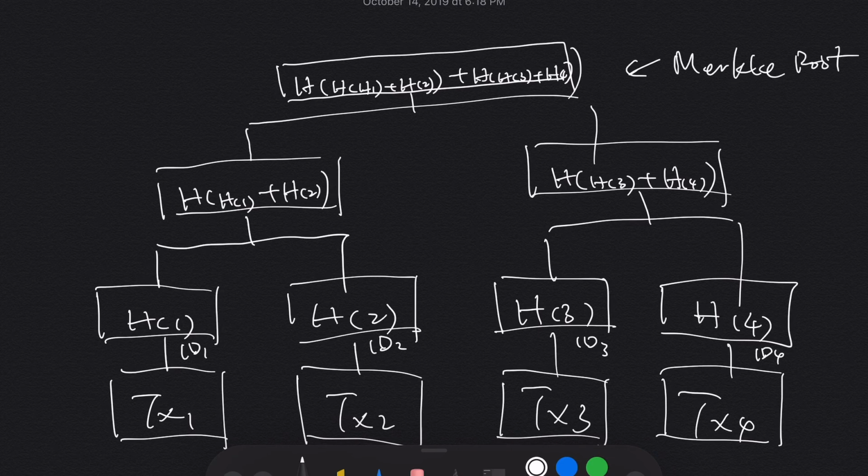The Merkle tree allows very efficient and secure verification of the content of a large data structure. As you can see here, if you change anything in any of these transactions, those values would change and be propagated up to the root. So we'll get a very different Merkle root. So just verifying the Merkle root is a very simple way to verify the content of all those transactions.